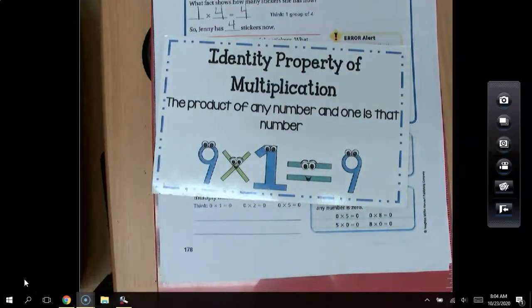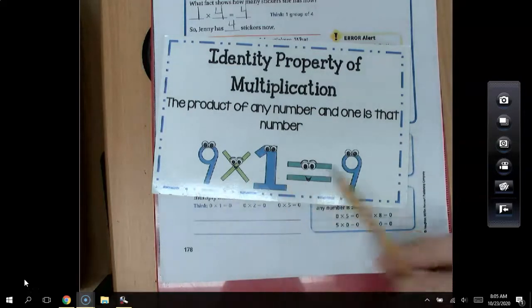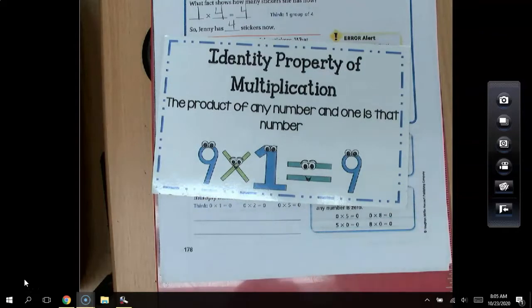Here's how I kind of think of it. 1 always loses. It never wins in that answer. 1 always loses. So 9 times 1 equals 9 because 1 loses. That's the identity property of multiplication.